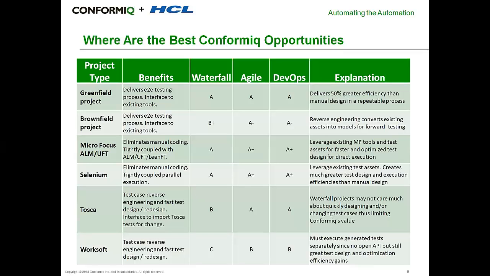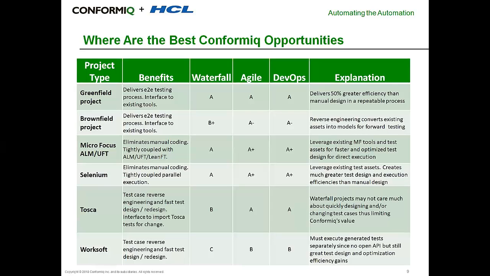But Agile, DevOps, it's really just reverse engineering, taking those models that have now been optimized and in some cases dramatically reduced in the number of manual test cases, sometimes by 30%, and then using that as a forward testing process, using other tools that you might see in your execution environment. The only reason I put Waterfall and Tosca as a B is that they may just not care about any quick design, because Conformiq can front end all these tools with the exception of Worksoft.